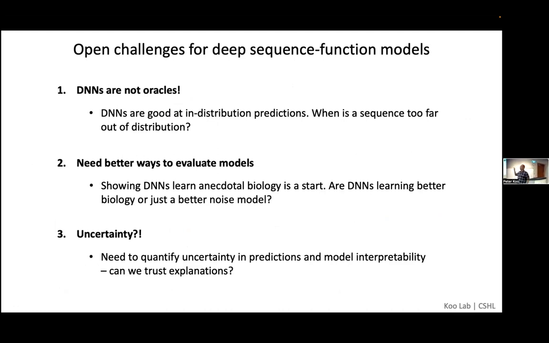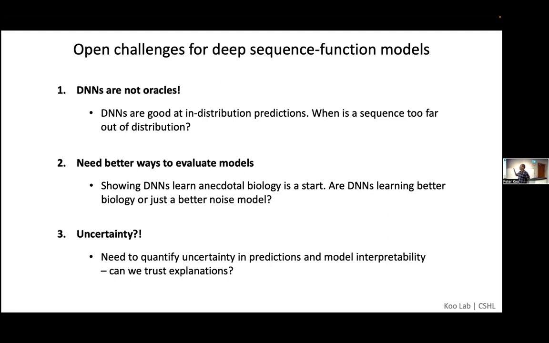DNNs are often used as oracles, predictors. We can predict any sequence now that we have this trained model, but they are not good oracles. They're only good at in-distribution predictions. And our models are trained on natural genomic variation. If you gave it a cancer genome with all kinds of messed up things, they will be terrible at that prediction. But we don't know when a sequence is too far out of the distribution for the model to be reliable. The model doesn't know it and we don't know it. So that's a big issue.